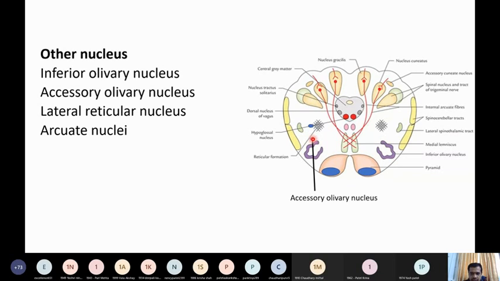Then, on the side of the reticular formation, we can find the lateral reticular nucleus, and in front of the pyramid, you can find the arcuate nuclei on either side of the median plane. So, these are the other nuclei which can be found at this level: accessory olivary, inferior olivary, then lateral reticular and arcuate nuclei.